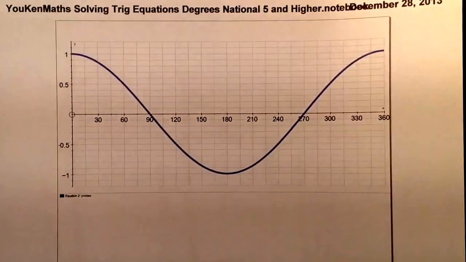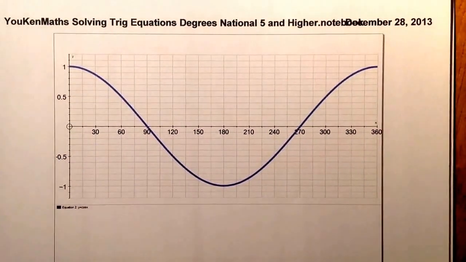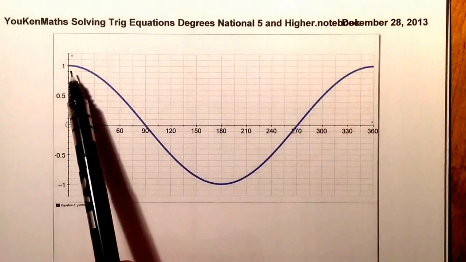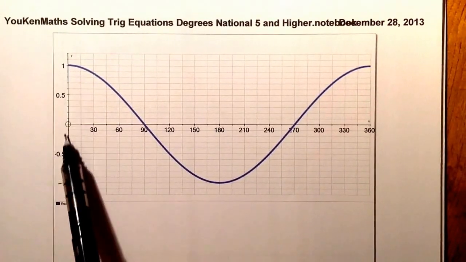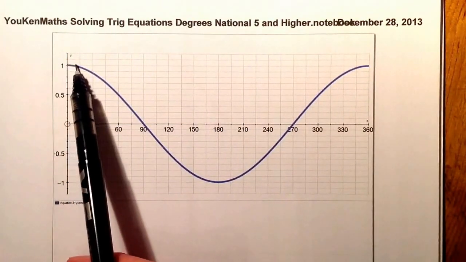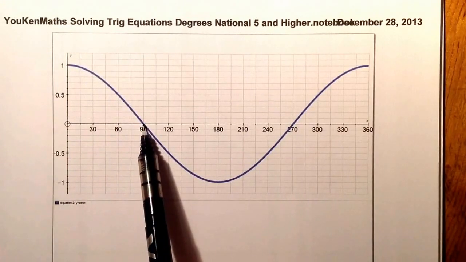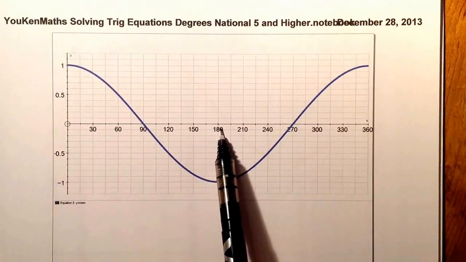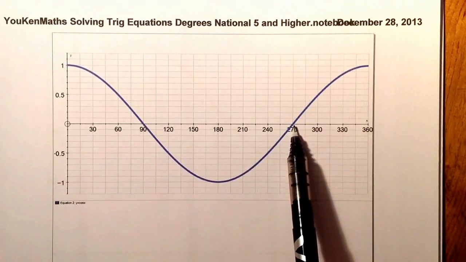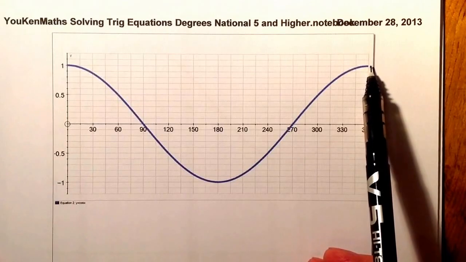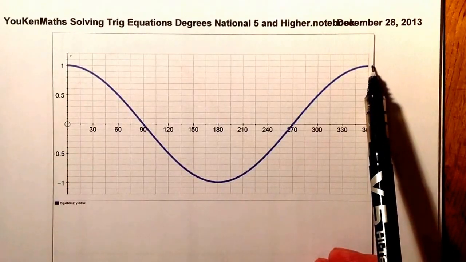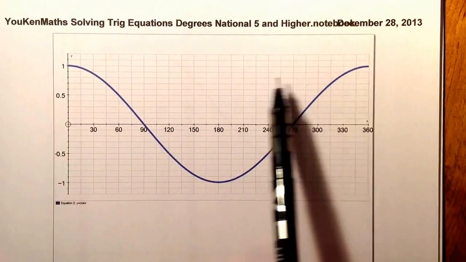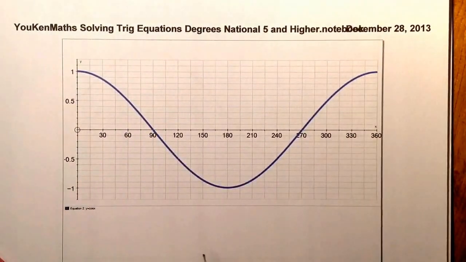If I look at the cosine graph, just as a quick reminder, it starts at 1 at 0 degrees, comes down through 90, and reaches its minimum of -1 at 180 degrees. It then comes back through the x-axis at 270 degrees, and completes at 360 degrees, back up at 1 there as well. So that would be the maximum of the cosine graph.